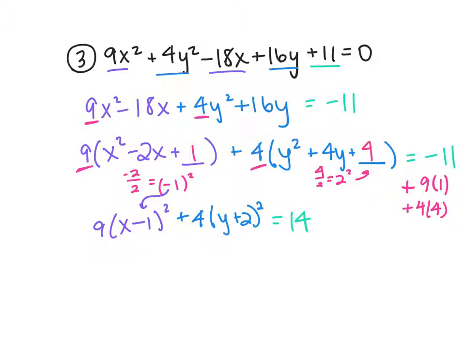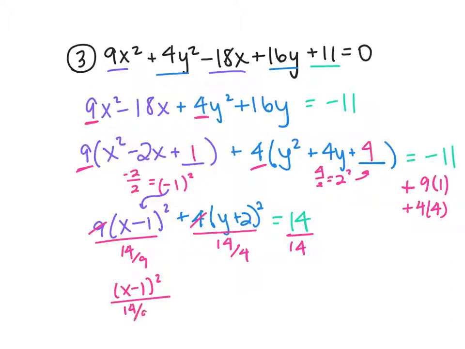Now this looks like the problems we were just dealing with. We need to make sure it's set equal to 1, and we need to get rid of those coefficients. So to do that, we deal with getting it equal to 1 first. Divide everything by 14. And then to get rid of the coefficients, remember those will come right on down to the bottom. So our final answer here in standard form is x minus 1 squared over 14 ninths, and then plus y plus 2 squared, and we can reduce this, 14 over 4, 7 over 2, all equals 1.